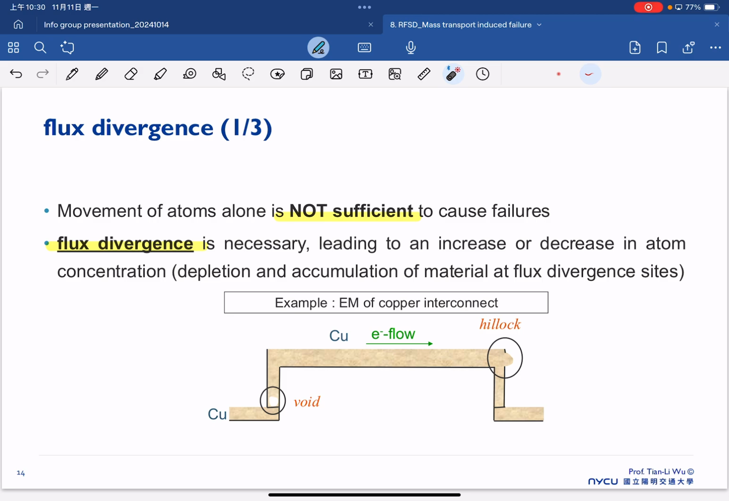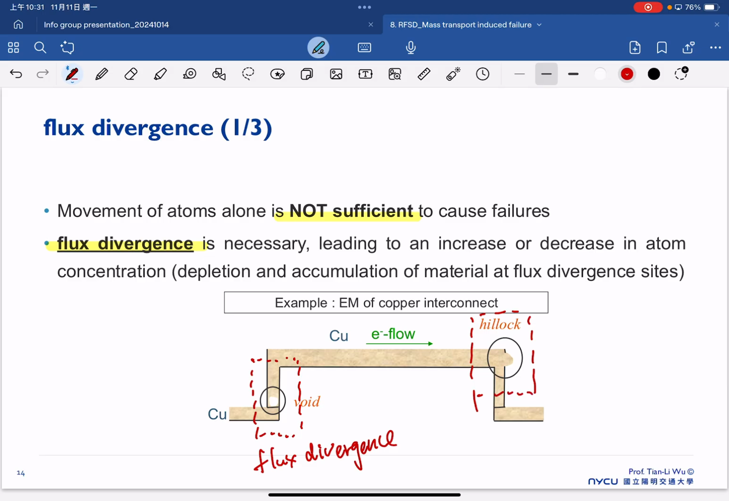So imagine, as we already described in the beginning, if you look at your back end of line, it's not possible that your interconnection line is always in a straight line. It's always possible to have this turning corner, and this turning corner will cause the flux divergence. So on the one side we have flux divergence, but on the other side we also have flux divergence as well.